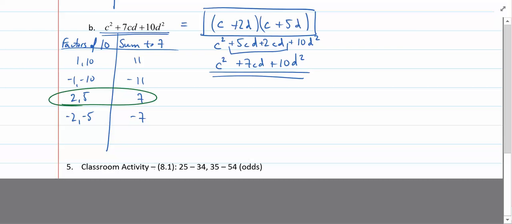For classroom activity tomorrow, we'll again work out of section 8.1. This time we're looking at problems 25 through 34, and we'll complete all of those. And then we'll move on to the odds that come from 35 through 54.